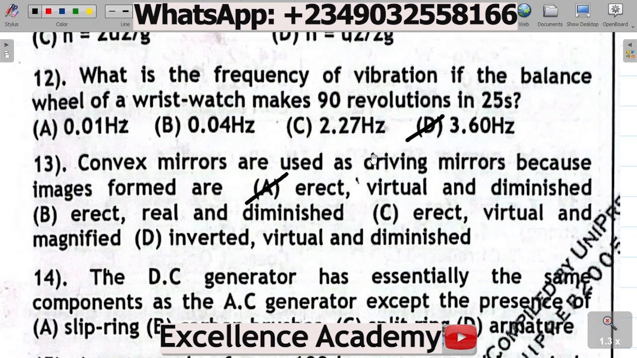All right. Note that convex mirrors are used as driving mirrors because images formed are number 1, erect, number 2, virtual, number 3, diminished. All right. And this is so because it allows a wider view of the field. So it gives a wider field of view. So A is the correct answer.